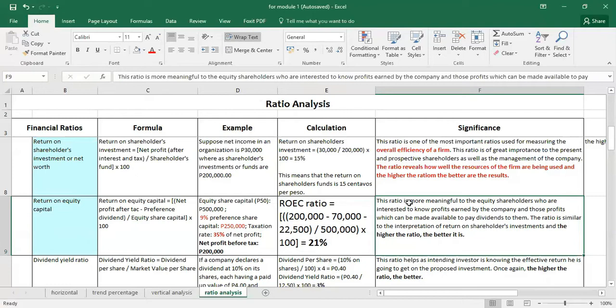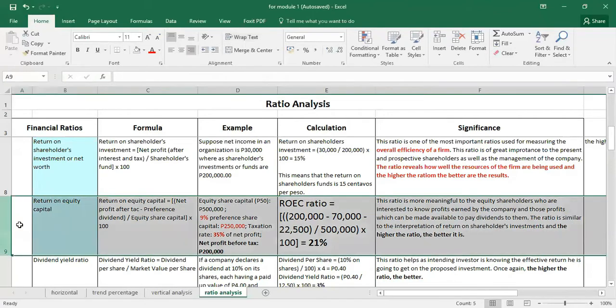Okay, ito yung tinitingnan ng mga equity shareholders, yung mga shareholders ng company who are interested to know the profits earned by the company and those profits which can be made available to pay dividends for them. So, bakit siya importante? Kasi dito malalaman kung magkano ba yung bayaran ng dividend ng isang company. So, kung mataas, syempre yung babayaran, kung mataas yung interest or yung profit na na-earn ng mga shareholders, mas mag-i-invest yung mga shareholders sa isang specific company.